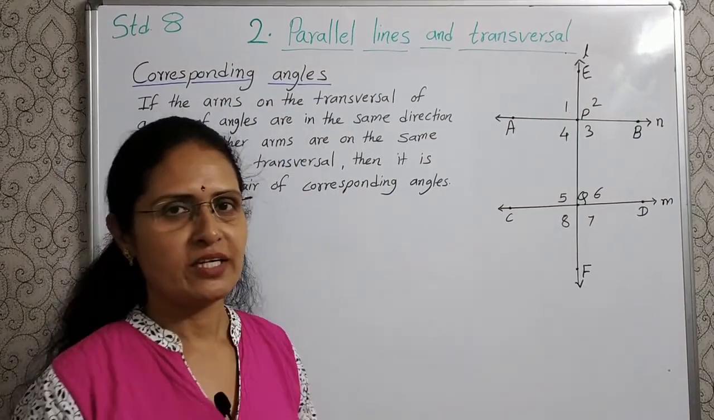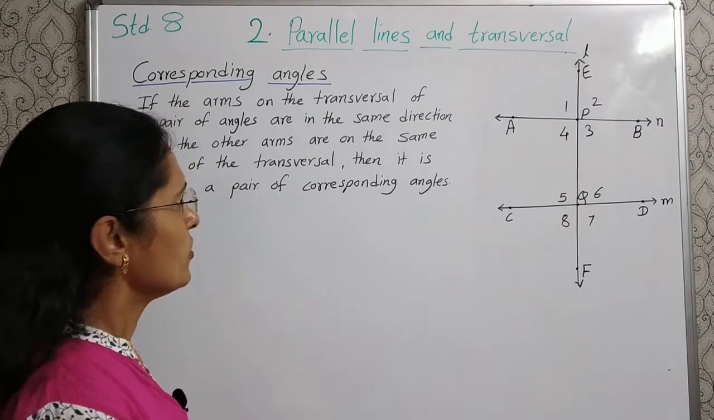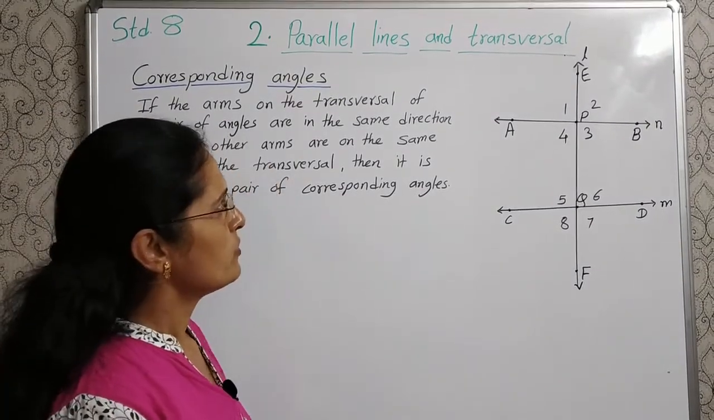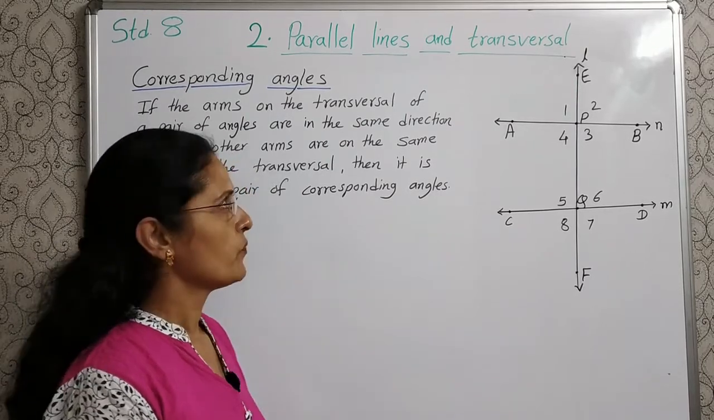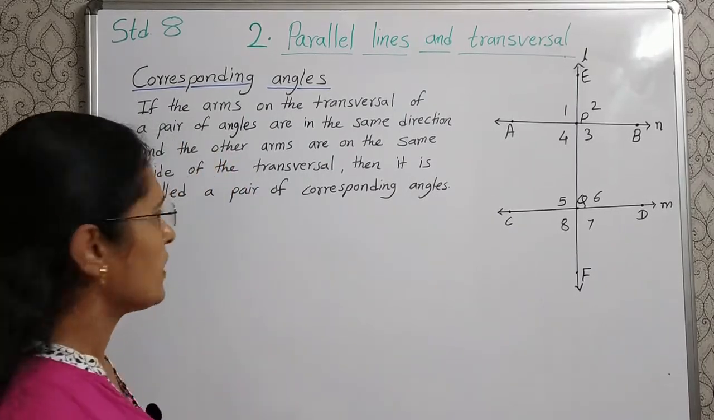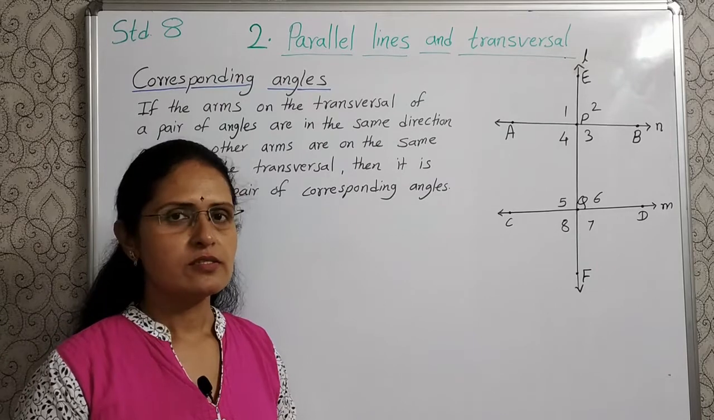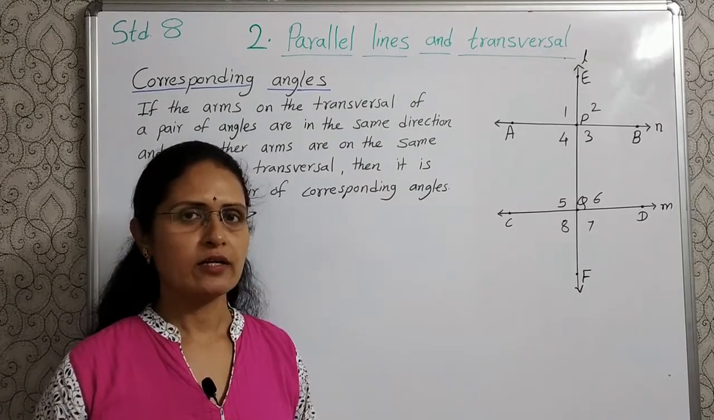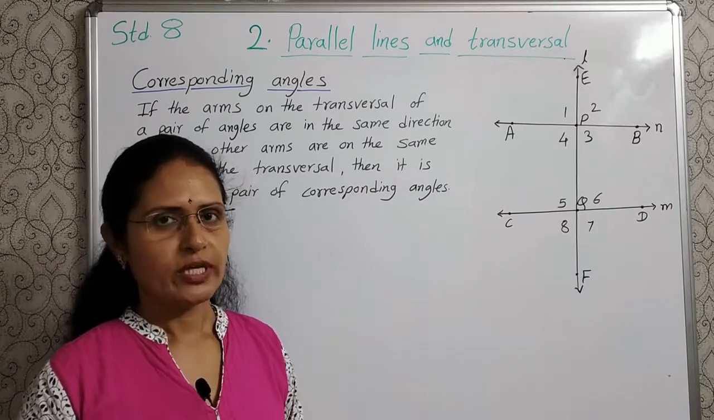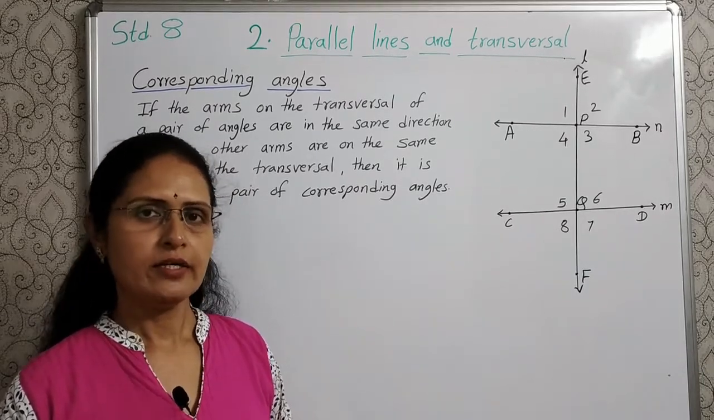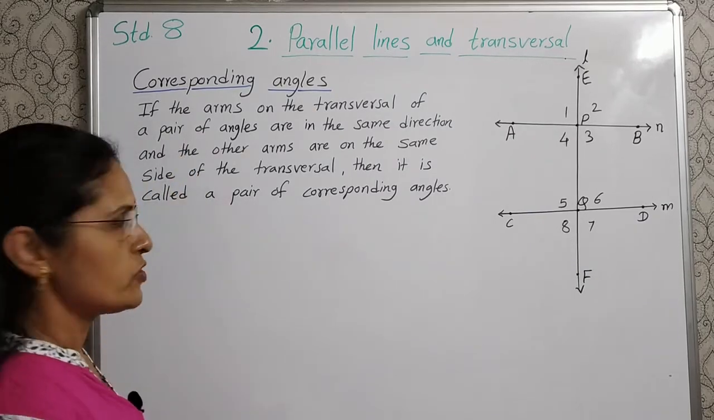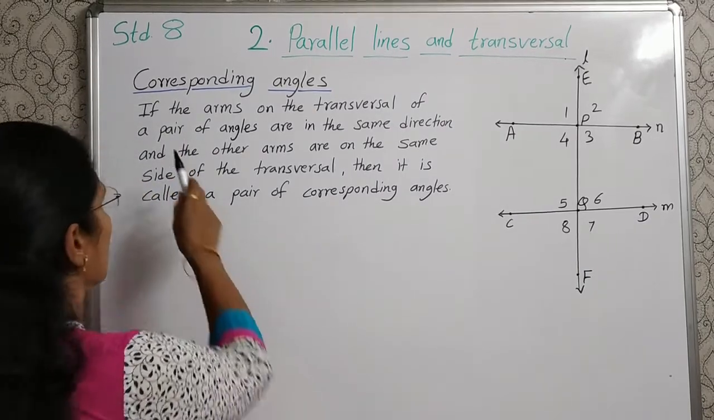I am Nilima Patil. In this video, you will study the different pairs of angles formed by a transversal. Those different pairs of angles are corresponding angles, interior angles and alternate angles. In alternate angles again there are two types, interior alternate angles and exterior alternate angles. First we will see corresponding angles.